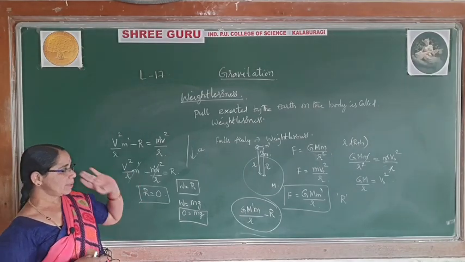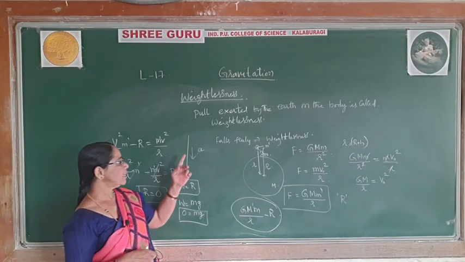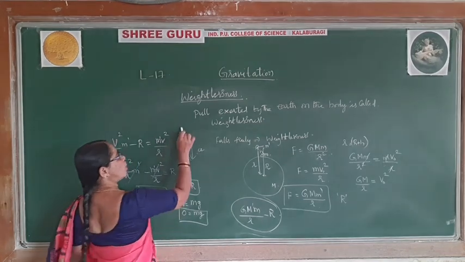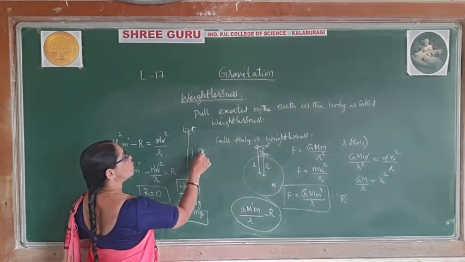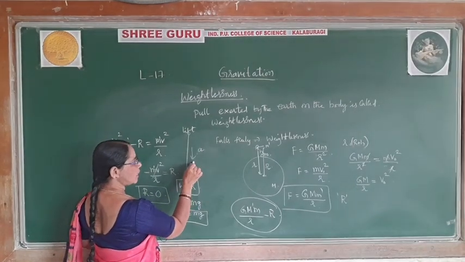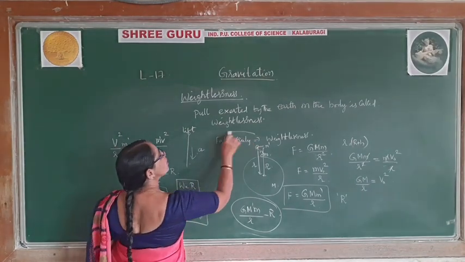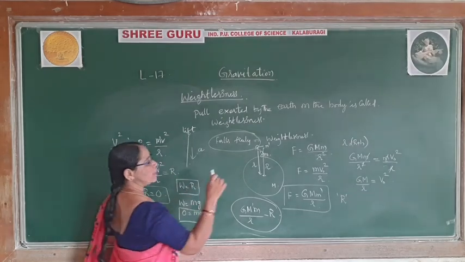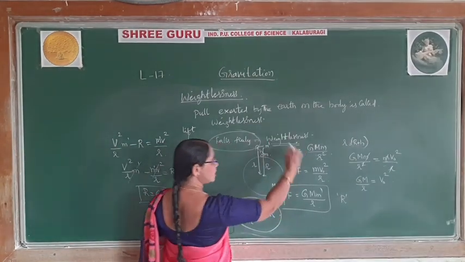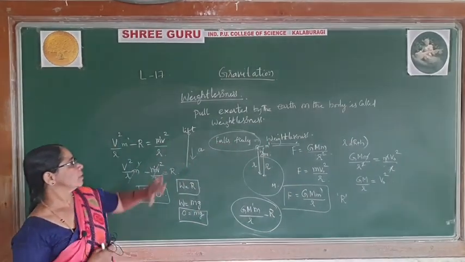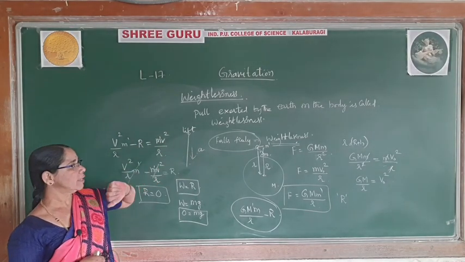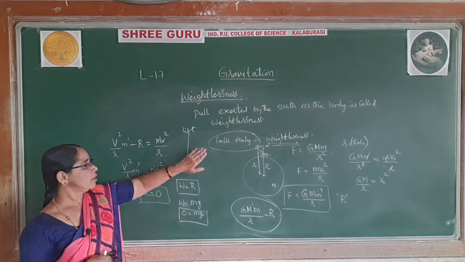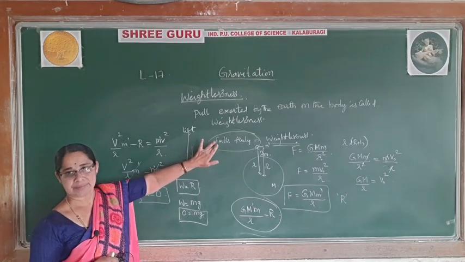If you want to observe this on the earth, when the lift is moving downwards, it is accelerating downwards. By chance if the lift falls freely, the person inside the lift feels weightlessness. This is how you can observe weightlessness on the surface of the earth, whenever the lift falls freely, right.